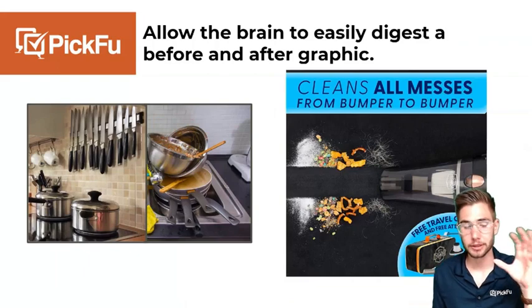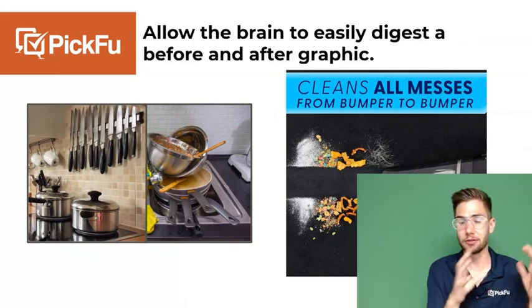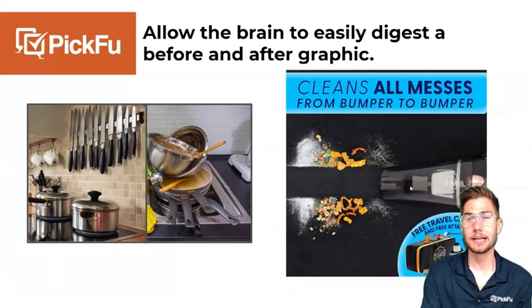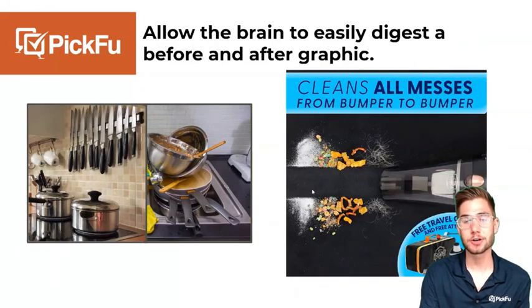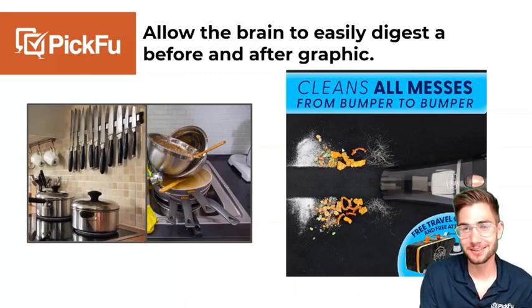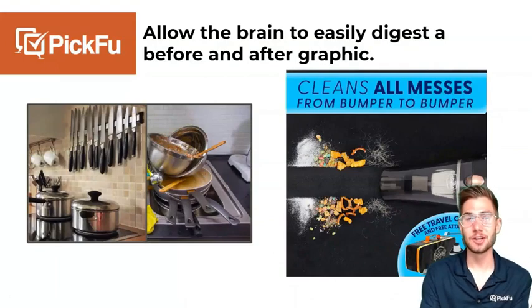Another really great way that you can work with how the brain already works is these before and after scenarios, right? Your brain wants to see this end result of things. And so this is a really great graphic here. It's showing very easily the before and after of using this car vacuum. Obviously this is what the before is, this is what the after is. And so imagine you're trying to sell a dish drying rack.